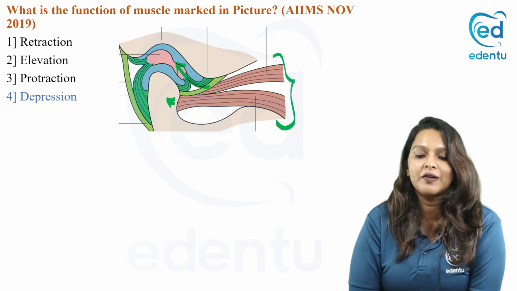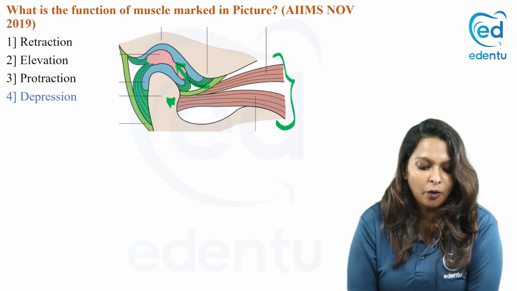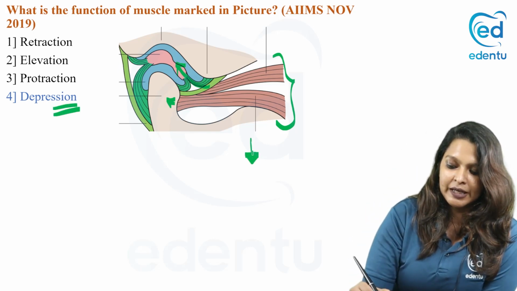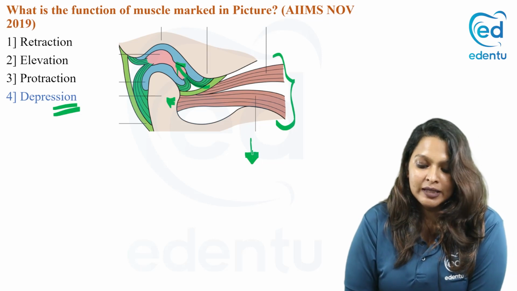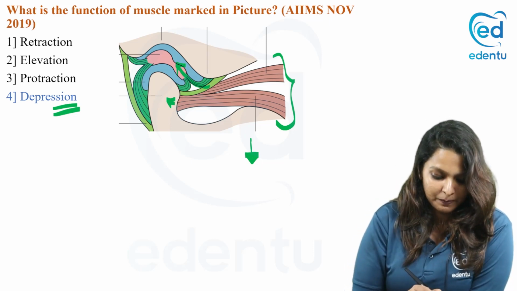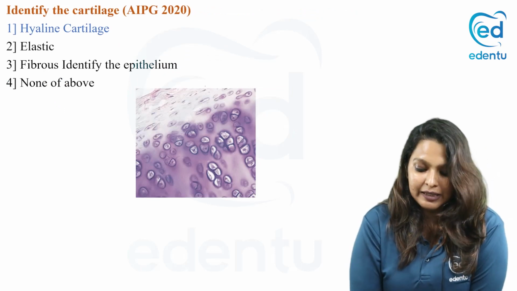What is the function of the lateral pterygoid? The only muscle that helps in opening of the mouth or depression of the mandible is the lateral pterygoid. All the other muscles of mastication help in elevation of the mandible.